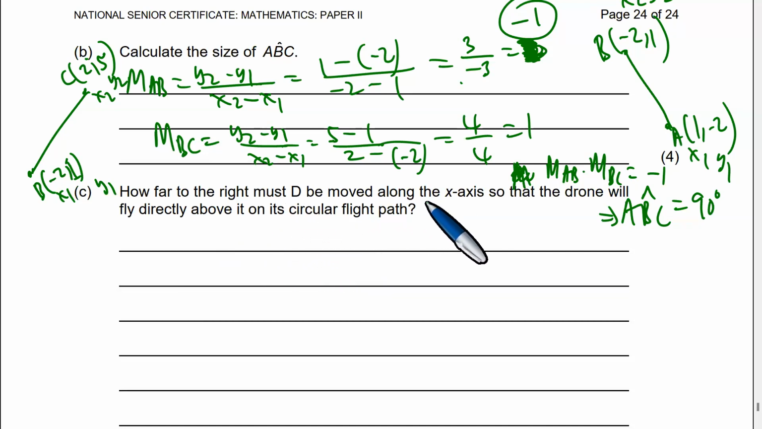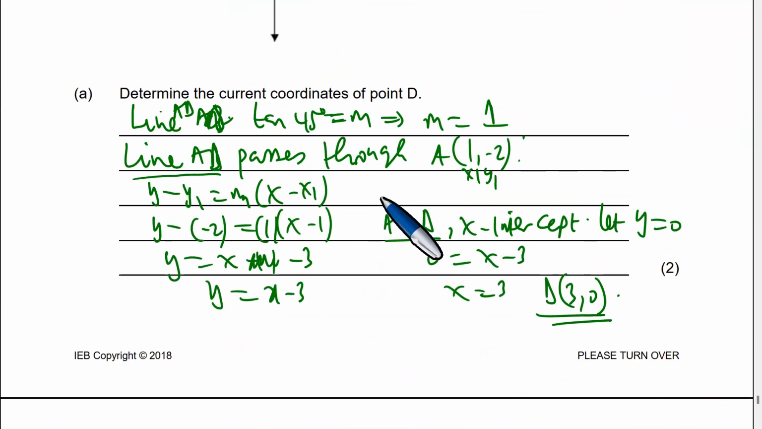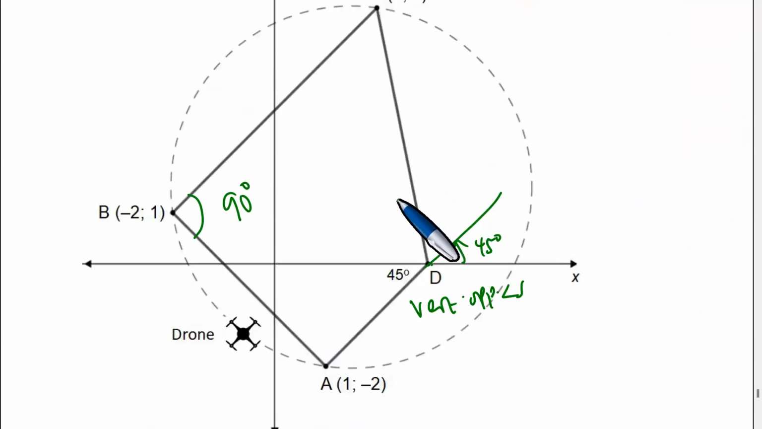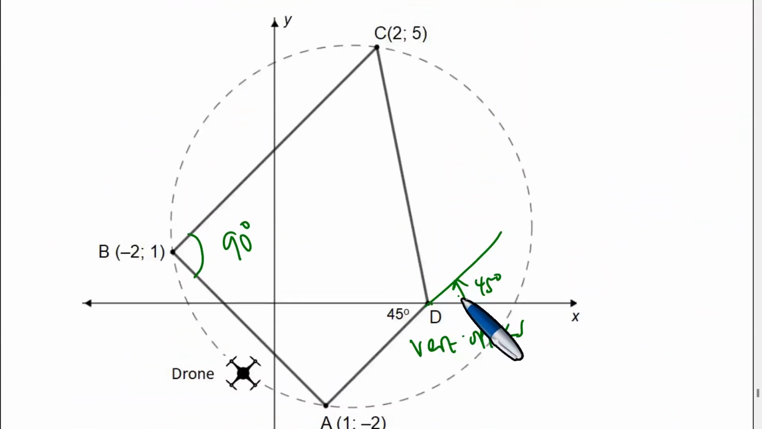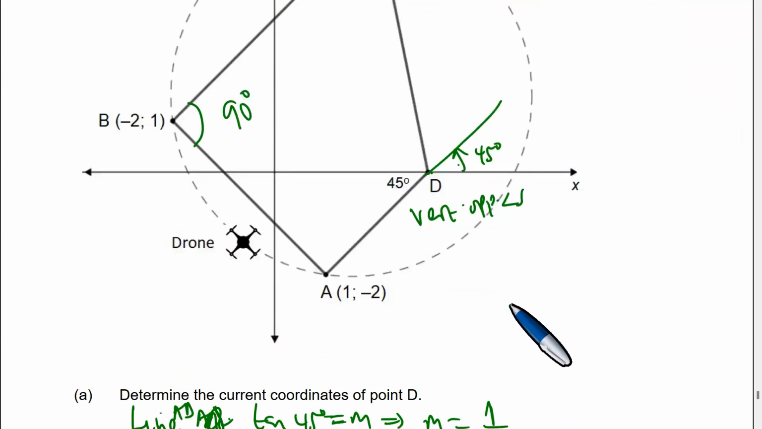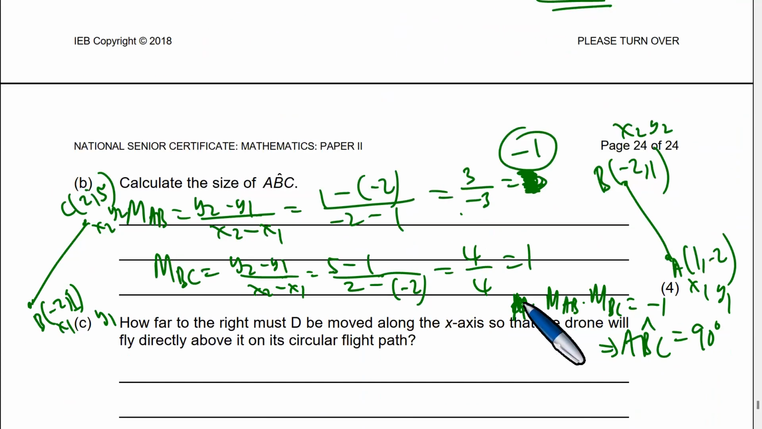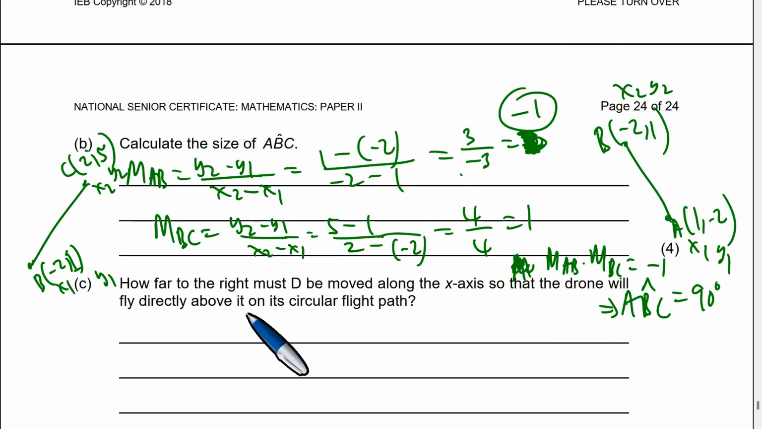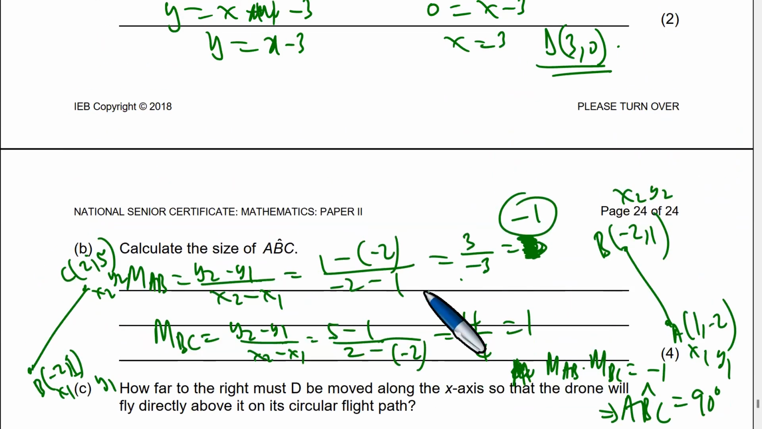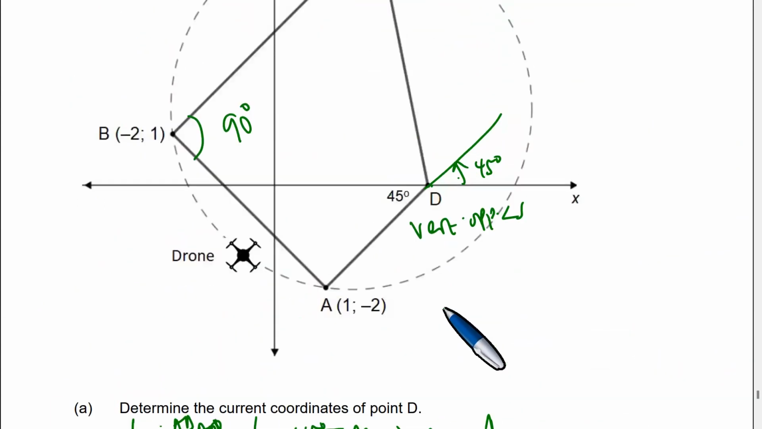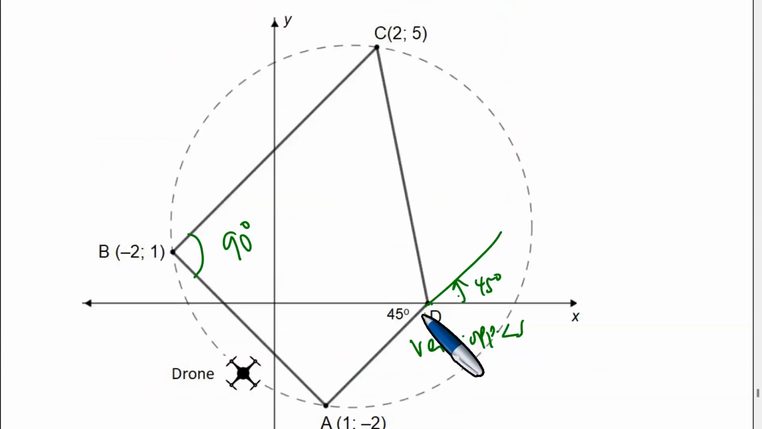How far to the right must D be moved? So if you're moving D to the right, how far must it be moved so that the drone will fly directly above it on its circular path? So in other words, on its circular path, this D must be moved. But how many units must it be moved?